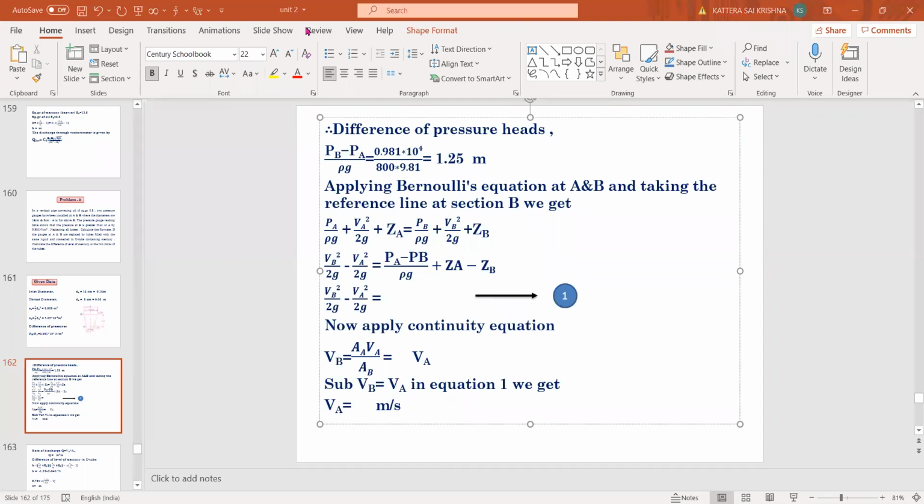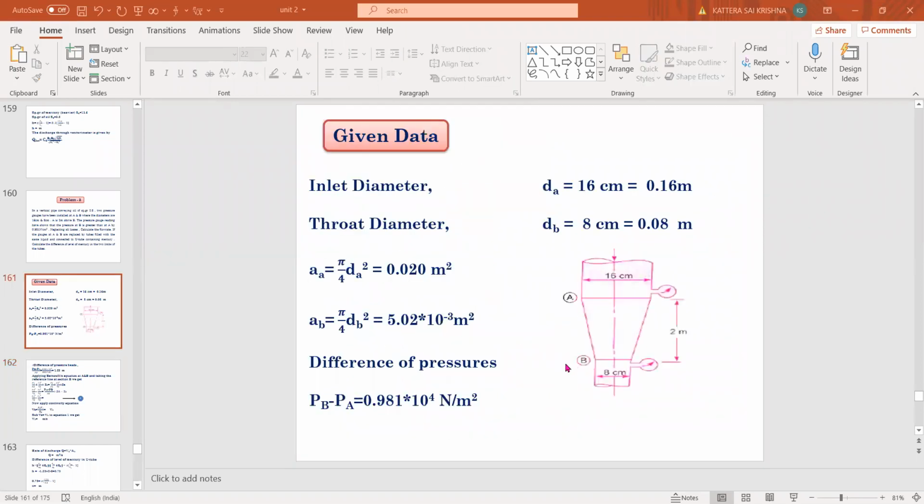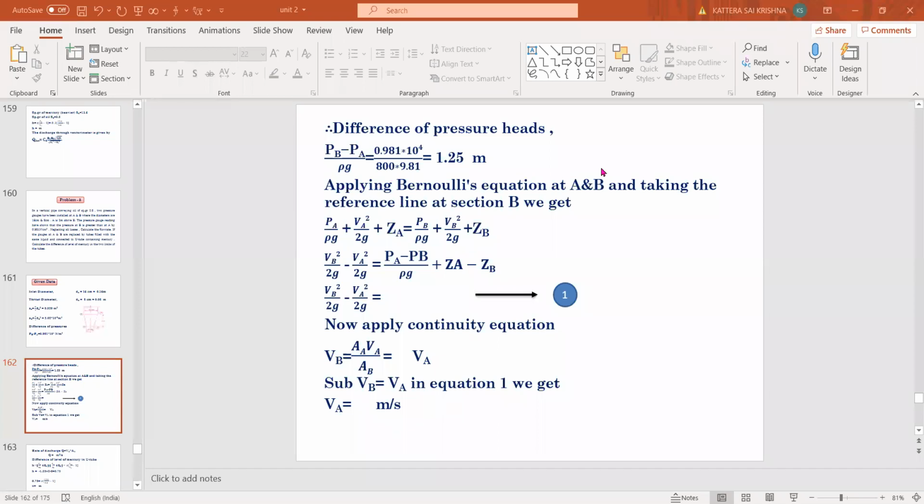After getting this pressure head difference, next you need to apply the Bernoulli's equation for this vertical pipe. Apply the Bernoulli's equation at sections A and B, and we are taking the reference at section B. If you see the problem, B is at the bottom, so at B, Z value becomes 0, and at A, the Z value becomes 2 meters. That's why we are taking the datum line at point B. Right. So by applying the Bernoulli's equation, what do you get? PA by rho g plus VA square by 2g plus ZA is equal to PB by rho g plus VB square by 2g plus ZB.